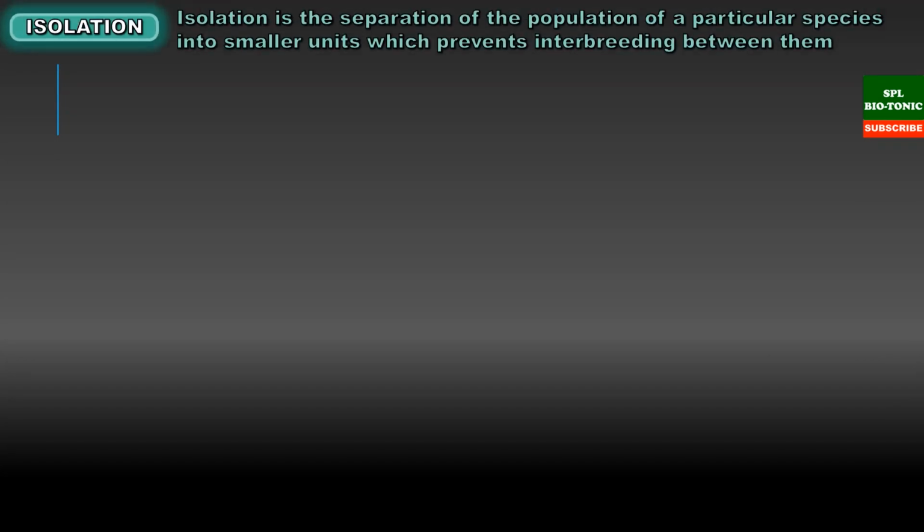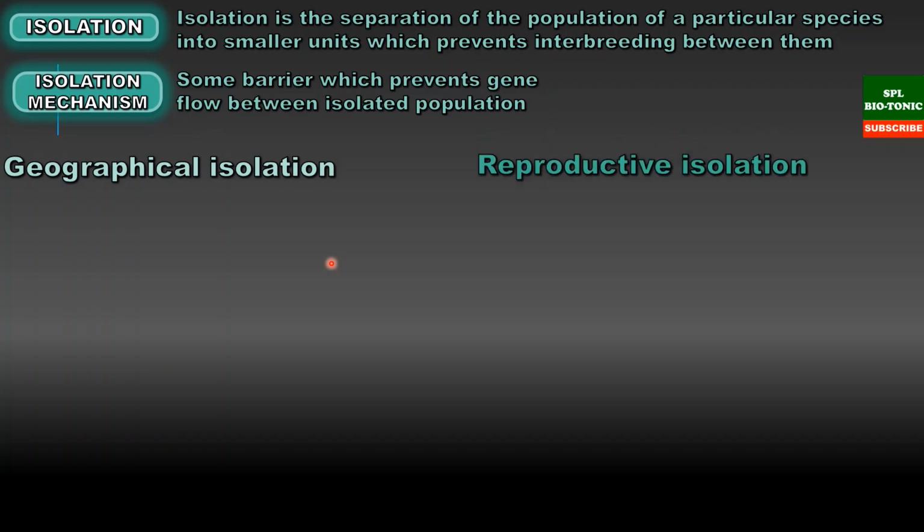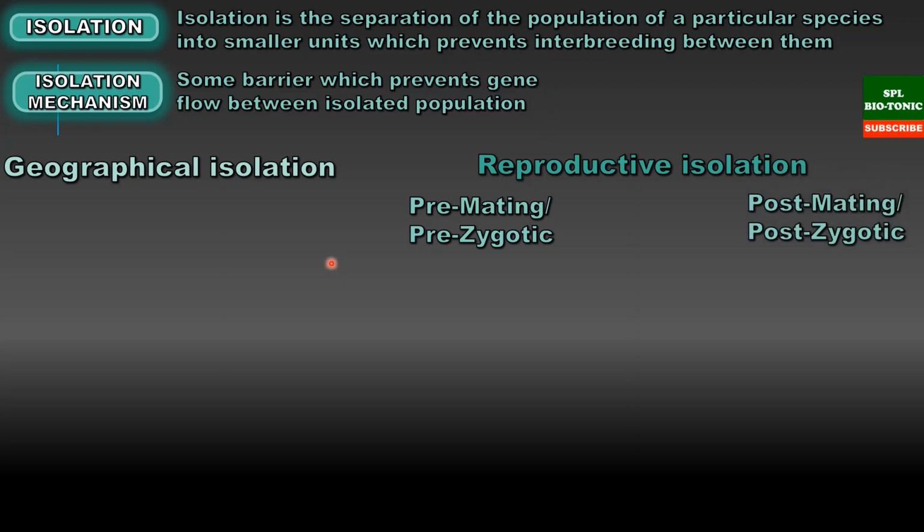Now students, the last feature is isolation. Isolation is the separation of a population into smaller groups. Some barrier which prevents gene flow between the populations is called an isolating mechanism. These isolating mechanisms are broadly divided into two groups: geographical isolation and reproductive isolation. Reproductive isolation is further divided into pre-mating and post-mating mechanisms. Now we'll see one by one what those features are.